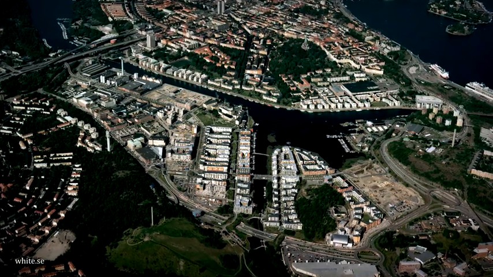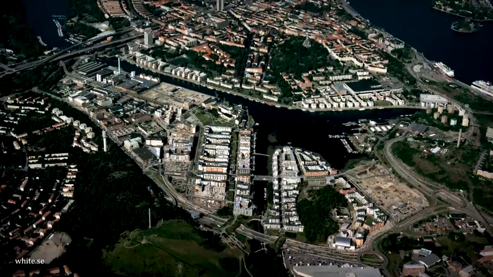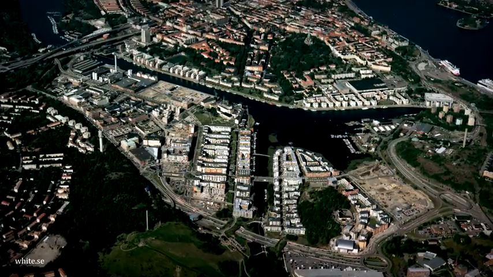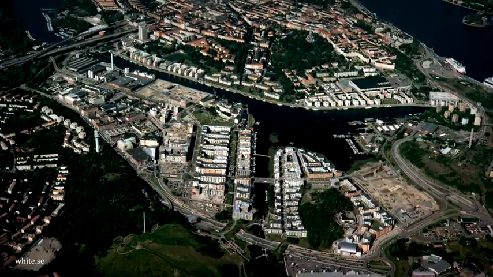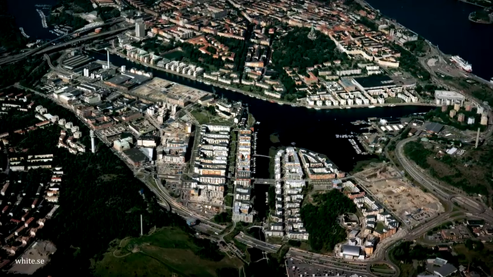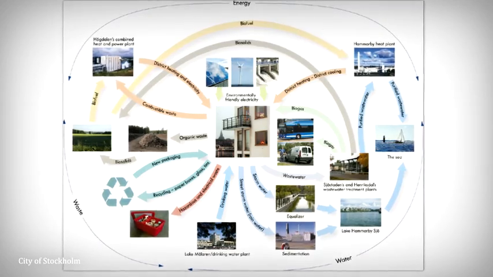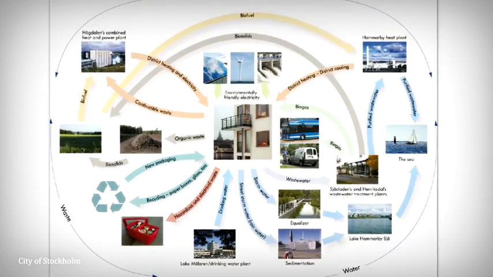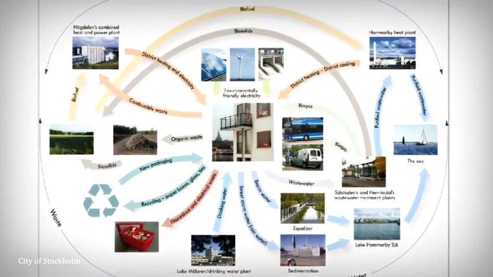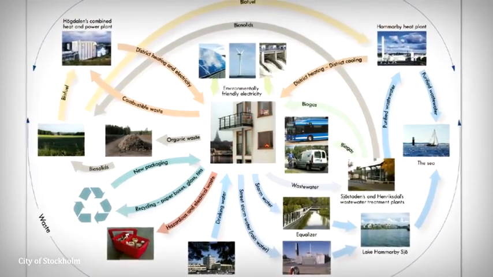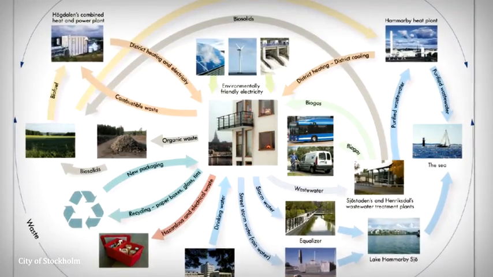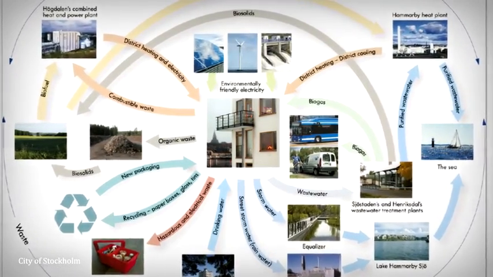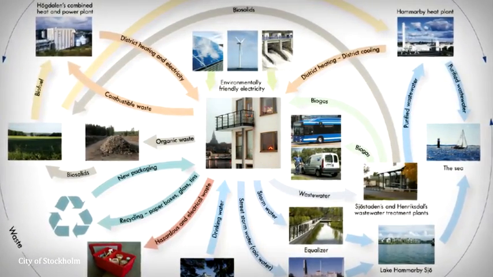The new neighborhood of Hammarby in Stockholm, which I mentioned previously, thinks even more expansively by conceiving of the city as a series of closed loops. Each of the systems that involve water, energy, and waste have been examined and coordinated. Thus, garbage becomes the fuel for generating electricity, and the waste heat from this process is used for heating buildings. Water is recycled to reduce the energy needed for treatment, and so on.